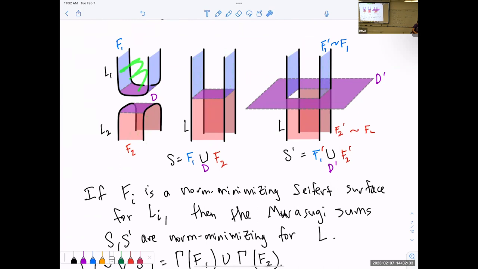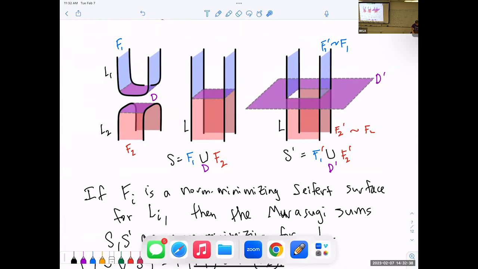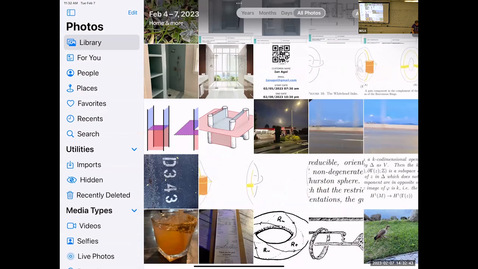Maybe I should try to find that. It's a little dangerous to try to look at. There you go. There it is.